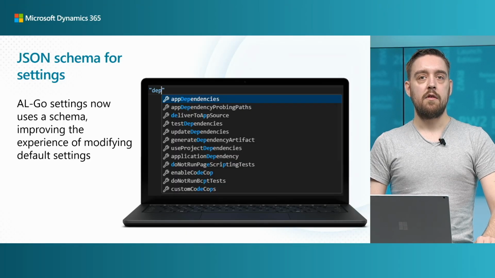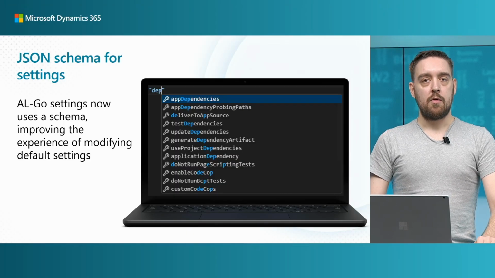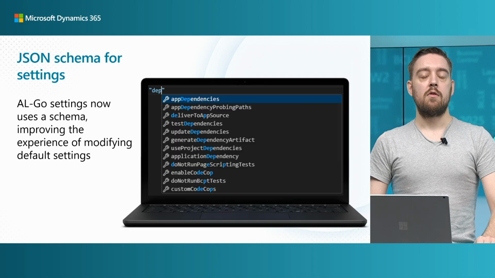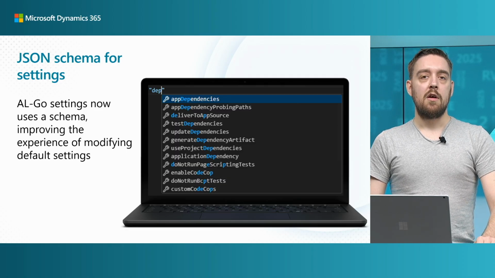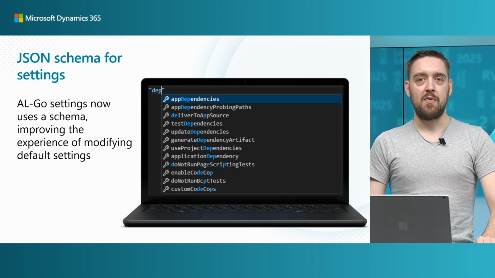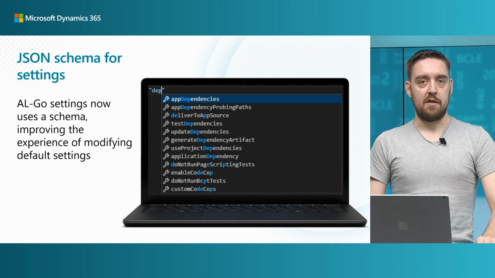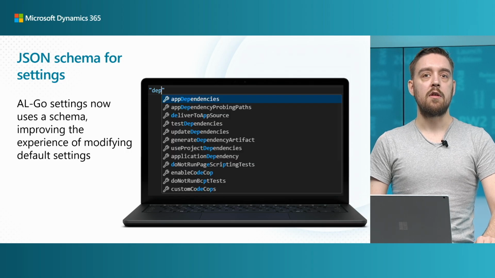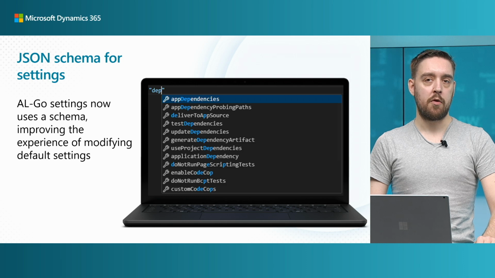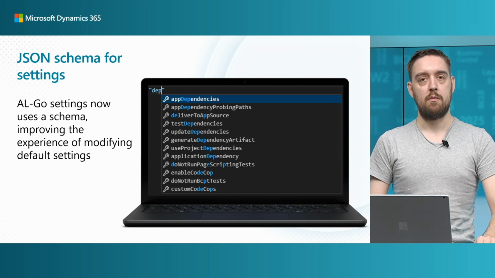Next is settings. So AL-Go has a lot of settings. It's probably difficult to remember the name of all of them, especially if you are new. It can be very intimidating to look through the whole list and get an overview. With schemas for settings, this now becomes much easier. In an IDE like Visual Studio Code, you will now get auto-complete, like shown in the screenshot, which will help you discover settings more easily.